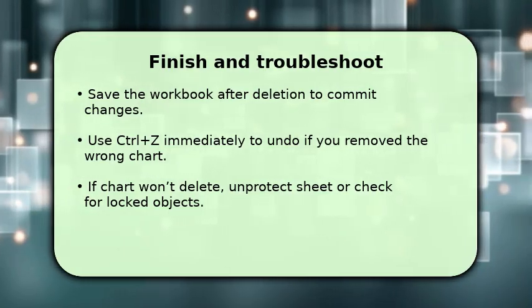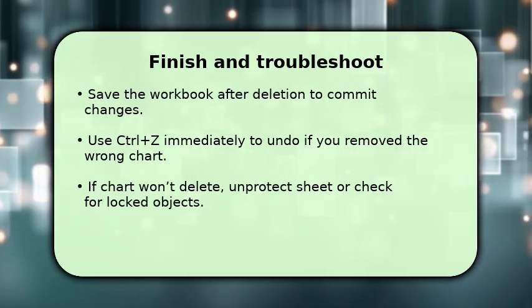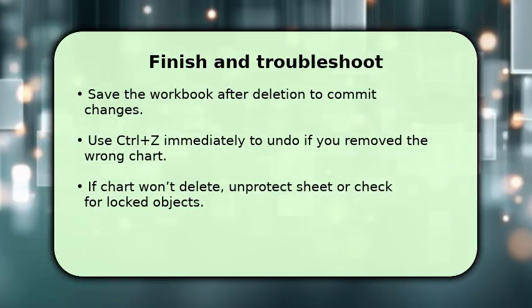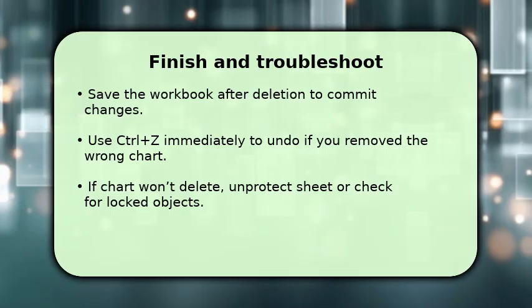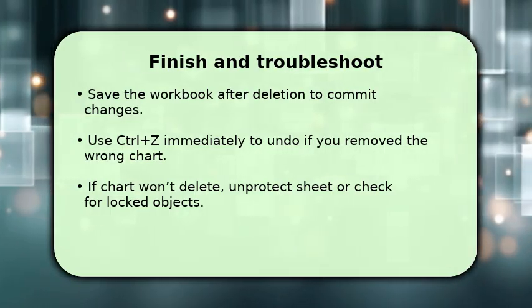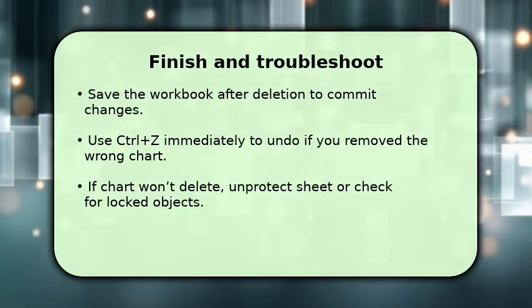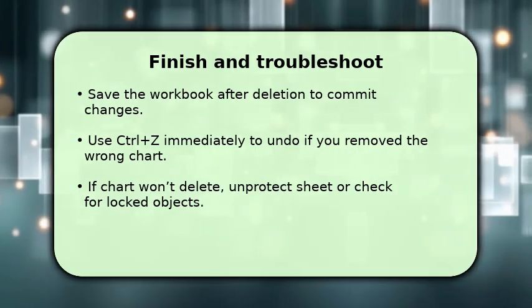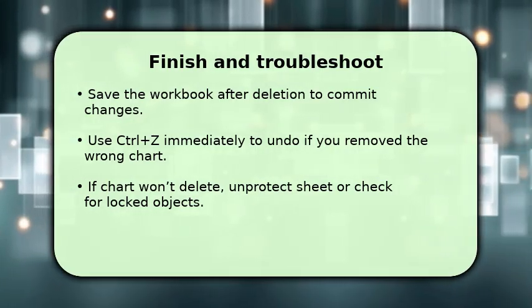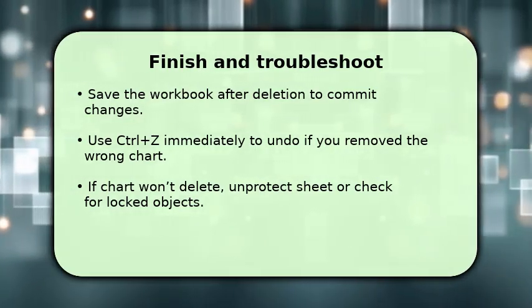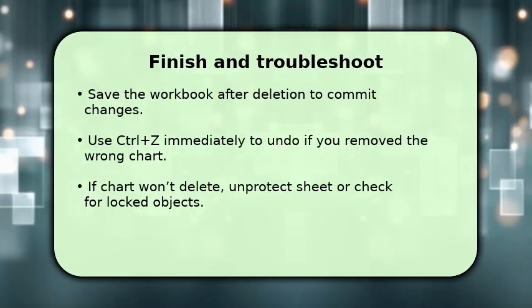Make sure to verify related data ranges if you expect automatic chart updates later. If deletion fails, check that the sheet isn't protected and that objects aren't locked. Go to Review, Unprotect Sheet, and uncheck Object Protection, or use the selection pane to reveal and unlock the chart before trying the Delete key again.